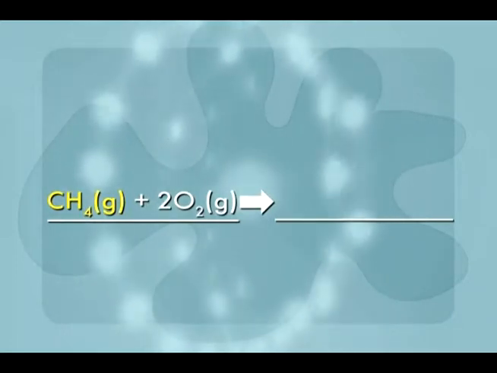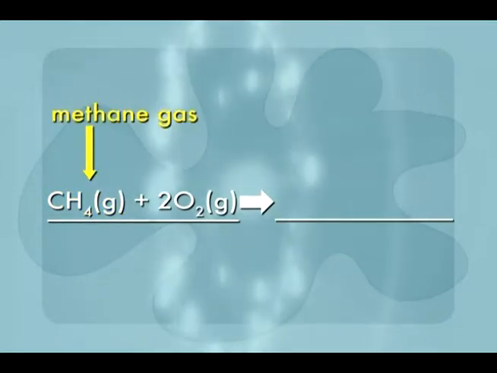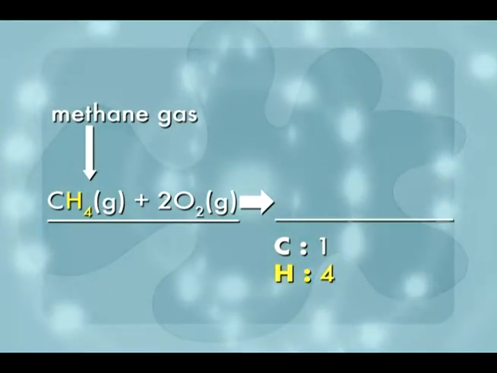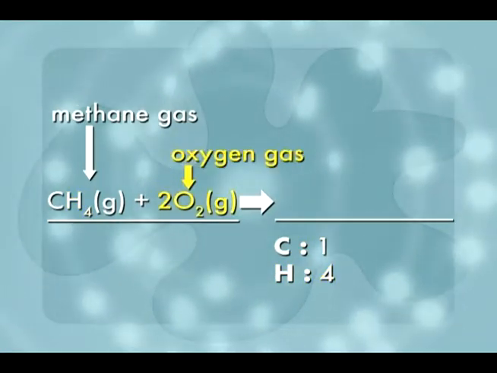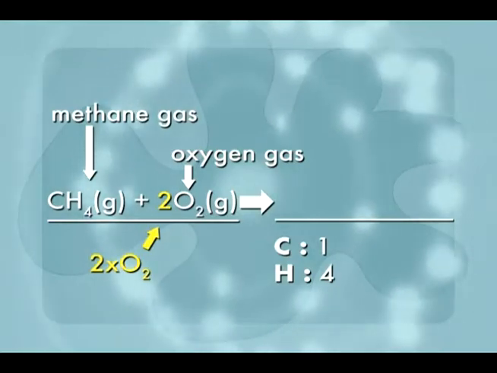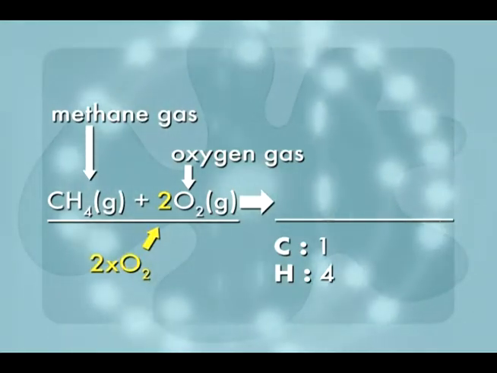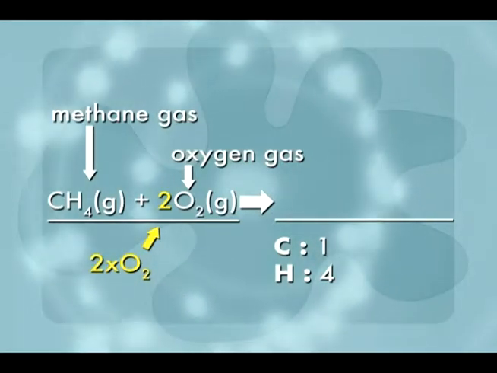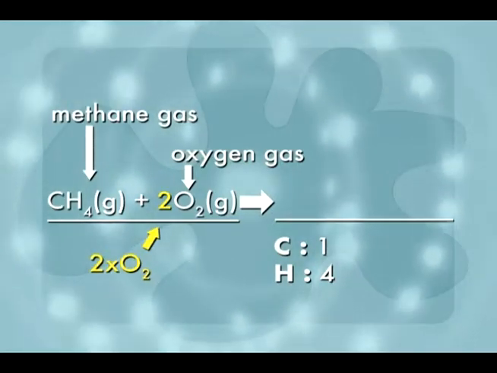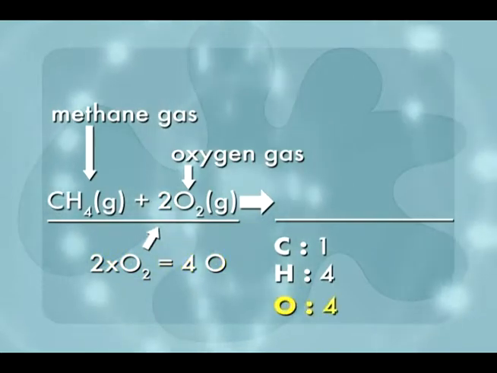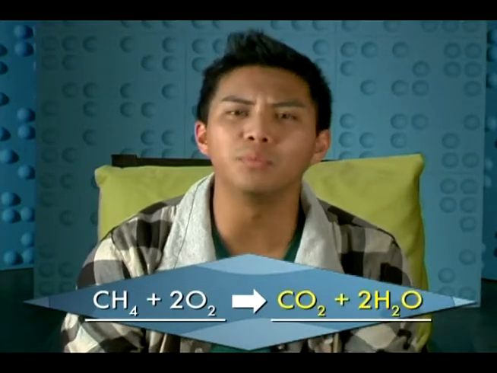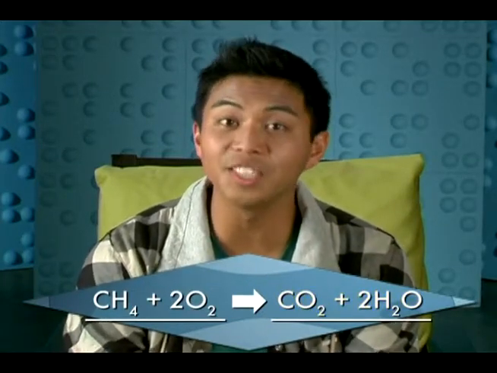Over here we have CH4 or methane gas. That's 1 carbon atom and 4 hydrogen atoms. Then we have O2 or oxygen gas, which is a molecule made of 2 oxygen atoms stuck together. But wait, the coefficient of 2 tells us there are 2 of them. Since 2 times 2 oxygen atoms equals 4, we actually have 4 oxygen on this side of the equation. Now, when we add the reactants up, everything moves around, but the number of atoms doesn't change.